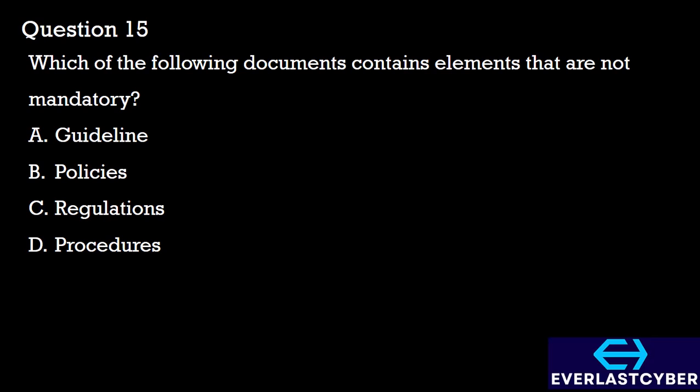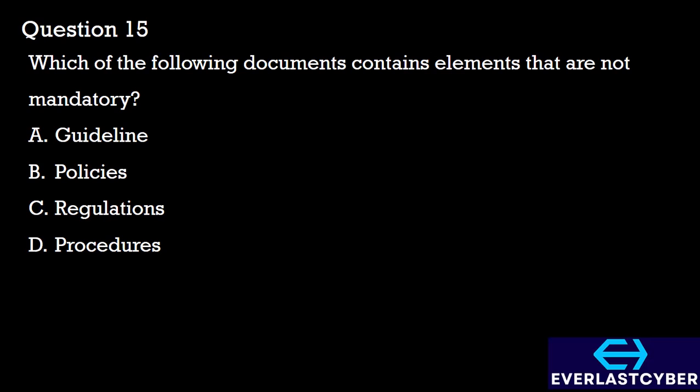Question 15. Which of the following documents contains elements that are not mandatory? A. Guideline. B. Policies. C. Regulations. D. Procedures. Guidelines are recommended practices that provide advice on how to achieve certain goals. However, they are not mandatory. Policies, on the other hand, are formal rules that an organization must follow, and they are mandatory and must be adhered to by all members of the organization.